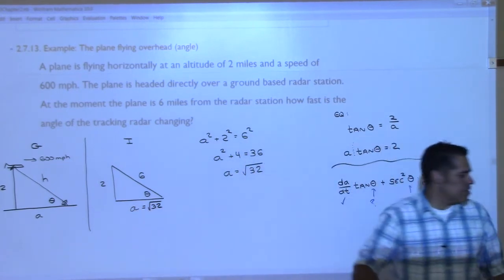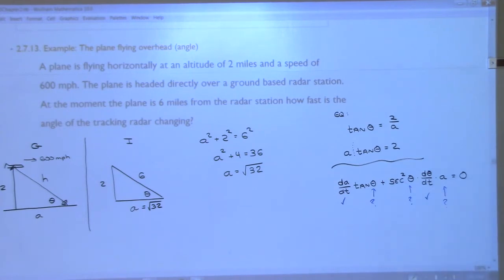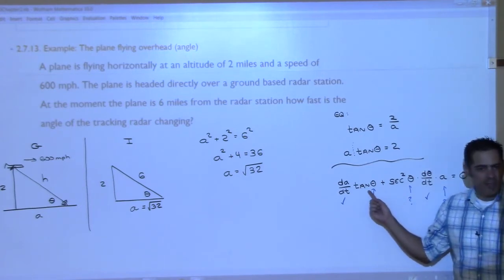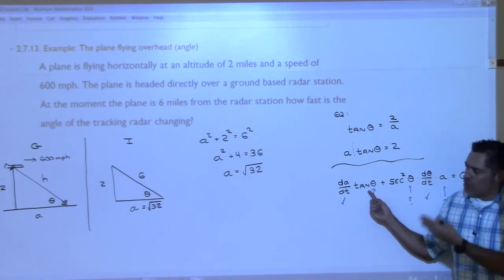Now, here's my question to you. Do I actually need to find theta? Do I need to actually know what that angle theta is right now in order to finish this problem out? No, why not? 50-50? It's either yes or no? Do I need the angle theta? Well, I need to figure out what tangent of theta is, don't I? Yes. But I have the triangle.